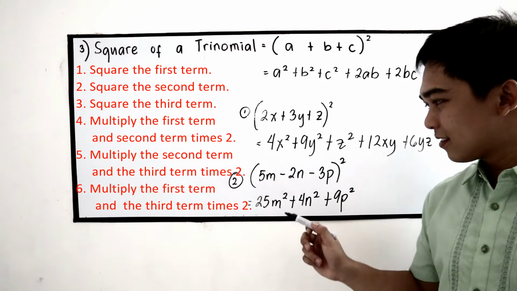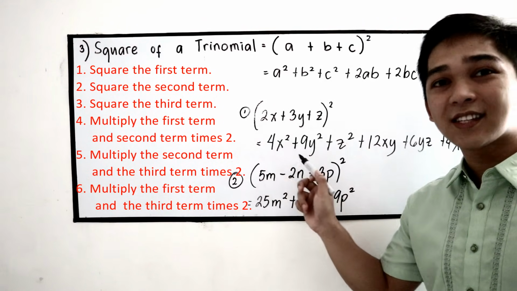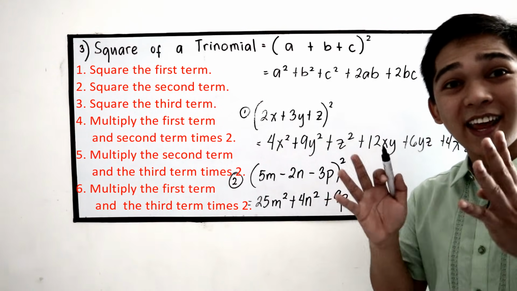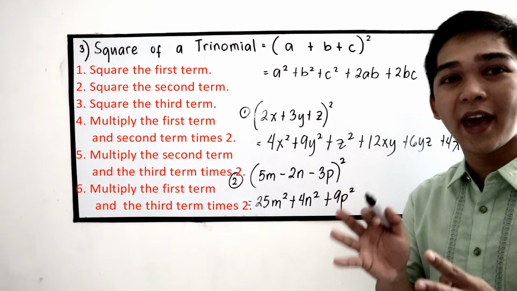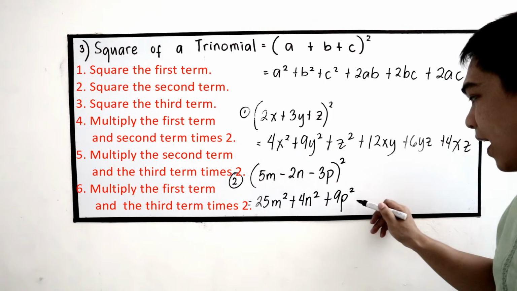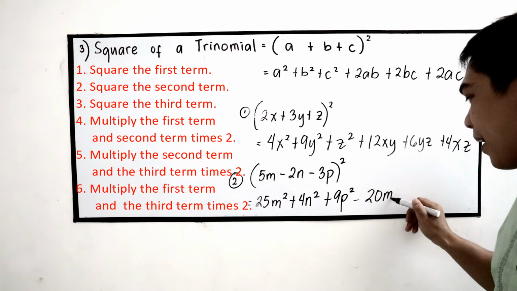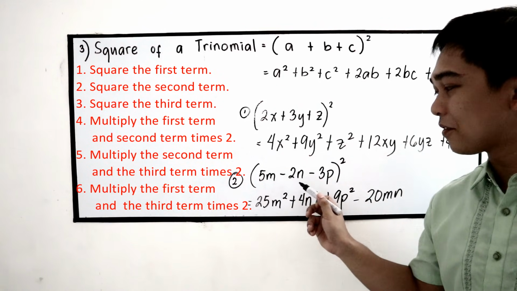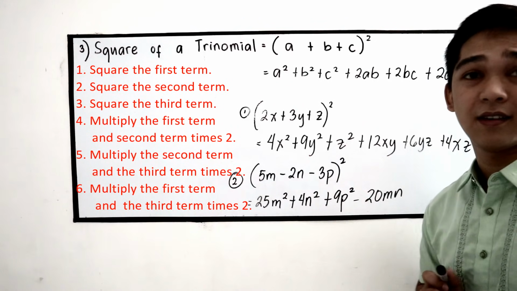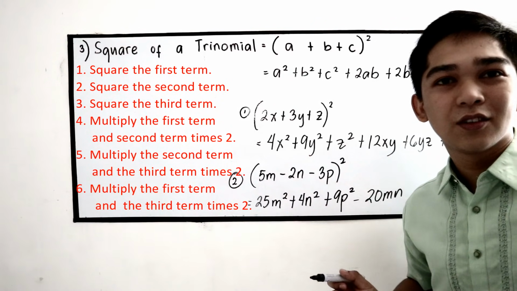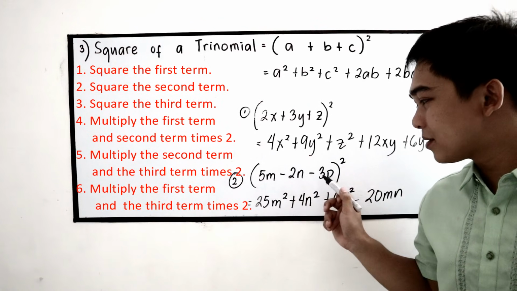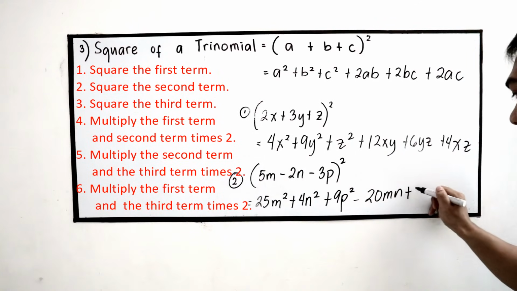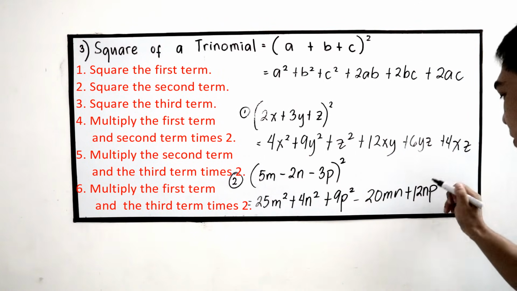Next, multiply the first term and the second term. 5m times negative 2n is negative 10mn, times 2, negative 20mn. Next, negative 2n times negative 3p. Negative times negative is positive. 2 times 3 is 6np, times 2. So positive 12np.